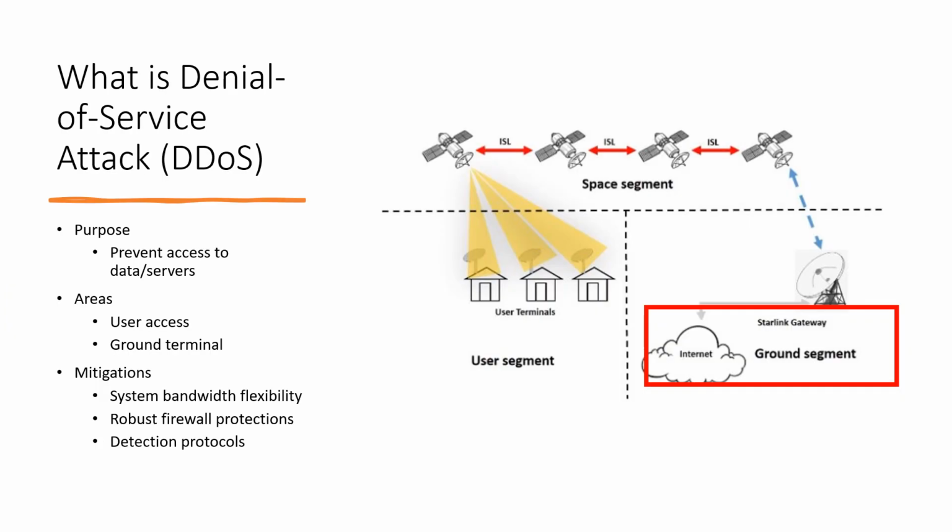What is denial of service attacks, or DDoS? DDoS attacks are meant to disrupt user access to a system. These work by flooding a system with a large amount of requests or information to overwhelm or slow a system. In the Starlink system, this attack would be aimed at the ground segment, to disrupt web information from reaching the end user. In this sense, the user segment would also be disrupted.